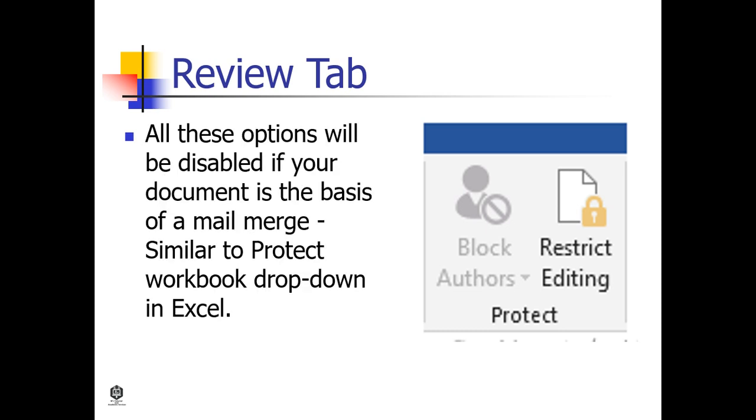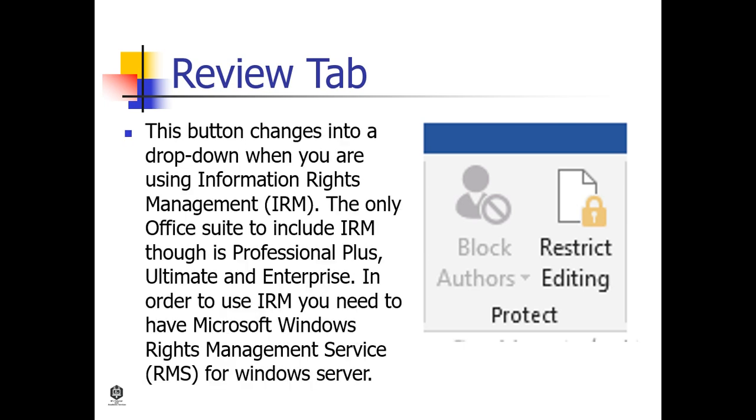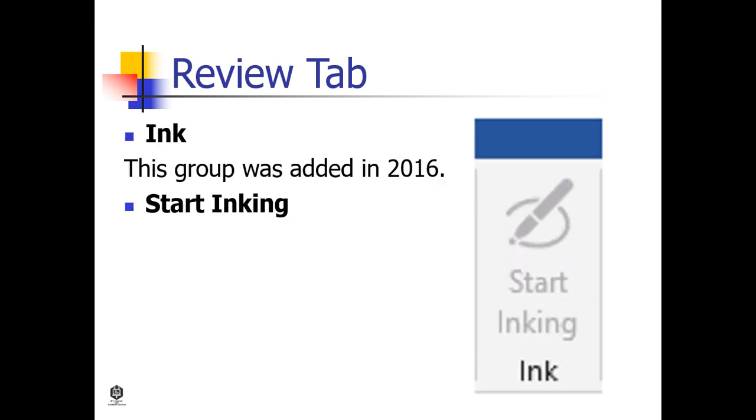All these options will be disabled if your document is the basis of a mail merge, similar to Protect Workbook drop-down in Excel. This button changes into a drop-down when you are using Information Rights Management or IRM. The only Office suites to include IRM, though, are Professional Plus, Ultimate, and Enterprise. In order to use IRM, you need to have Microsoft Windows Rights Management Service or RMS for Windows Server.